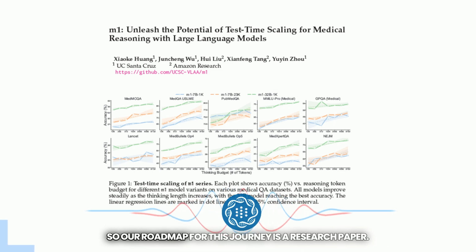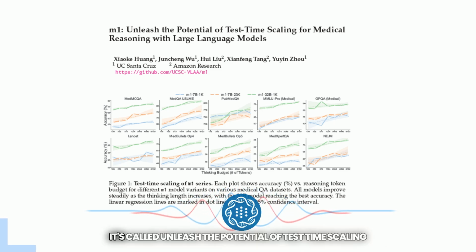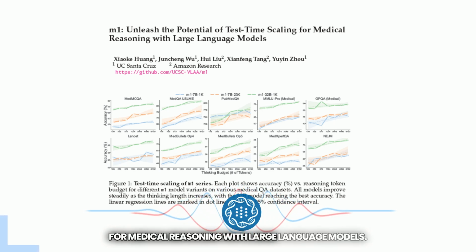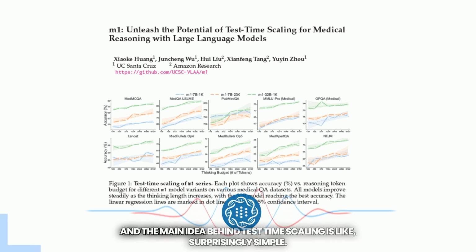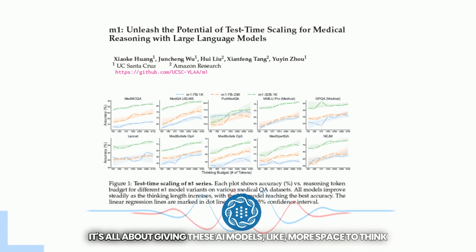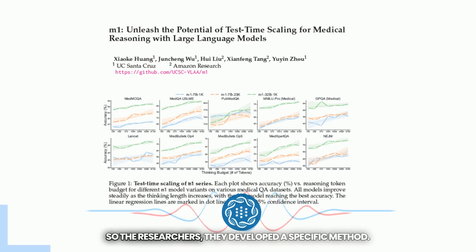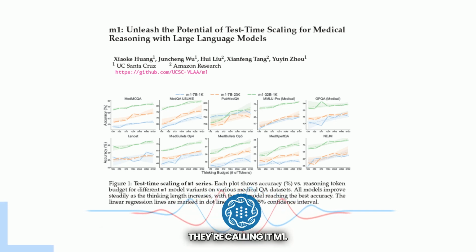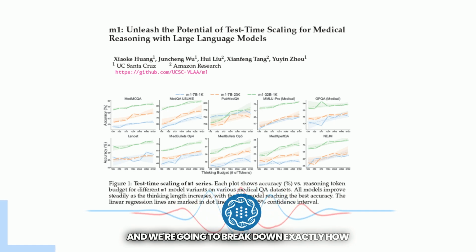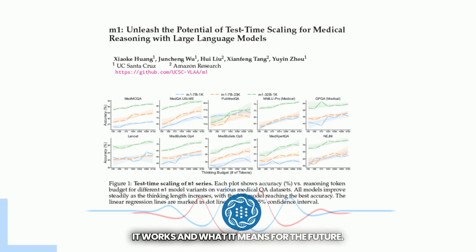So our roadmap for this journey is a research paper. It's called Unleash the Potential of Test Time Scaling for Medical Reasoning with Large Language Models. And the main idea behind test time scaling is surprisingly simple. It's all about giving these AI models more space to think when they're trying to figure out these complex medical questions. Exactly. So the researchers developed a specific method. They're calling it M1. And we're going to break down exactly how it works and what it means for the future.